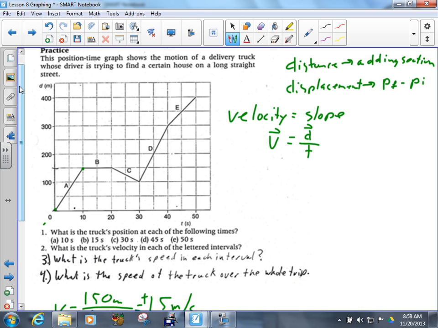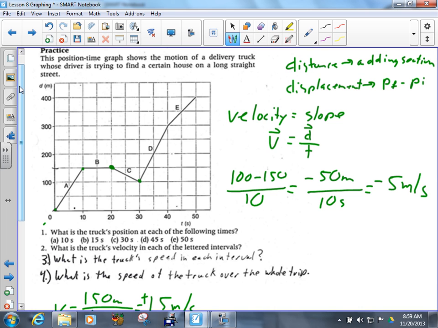Now, for C, C is the only part of this graph where the object is moving backwards. Here's why. If I'm going to calculate the velocity here, my final position is 100. My initial position is 150. So when I do this, PF minus PI to get D, it's going to be 100 minus 150 over a 10-second interval. That gives me negative 50 meters over 10 seconds. So my velocity is negative 5 meters per second.